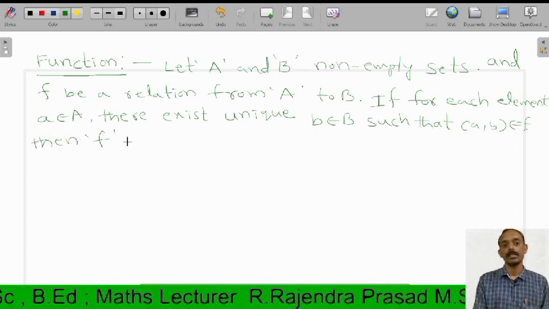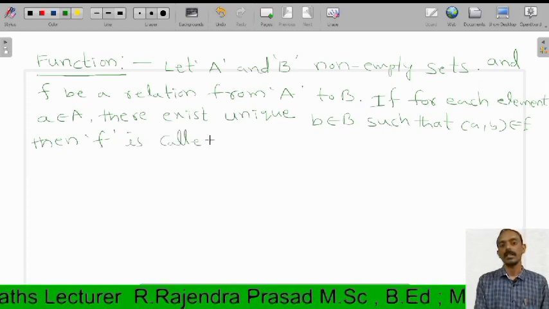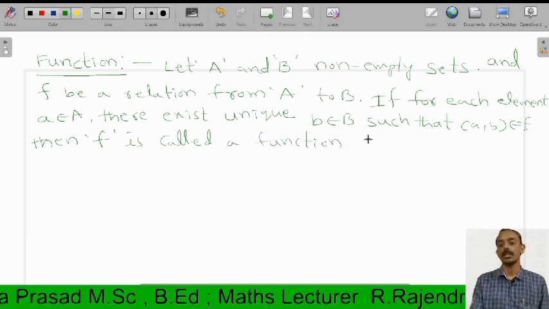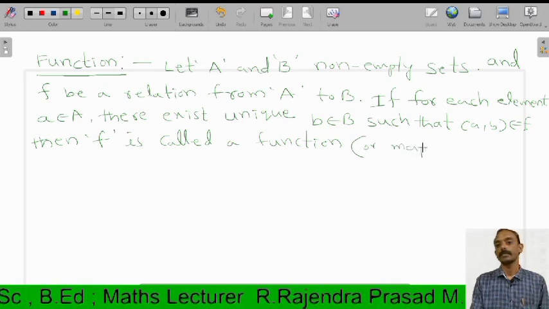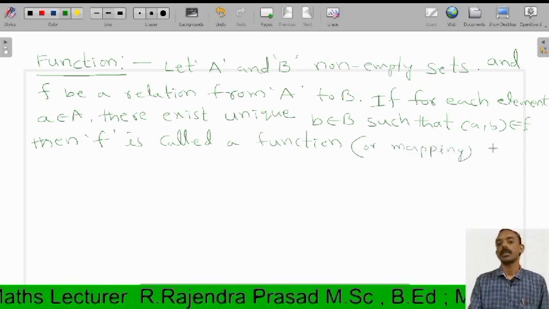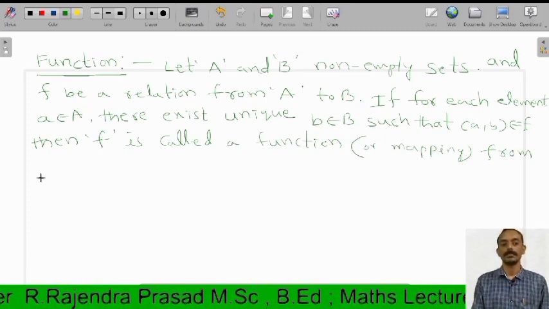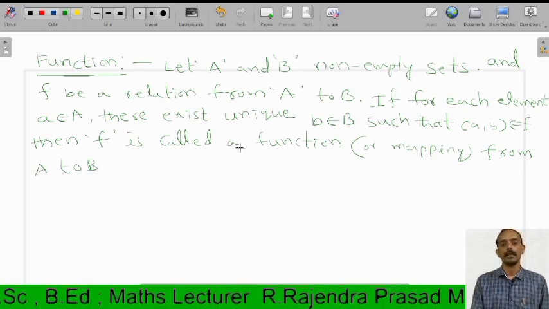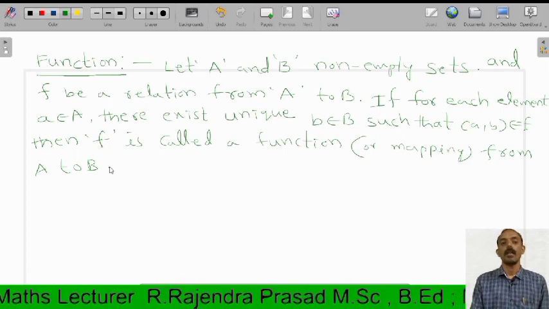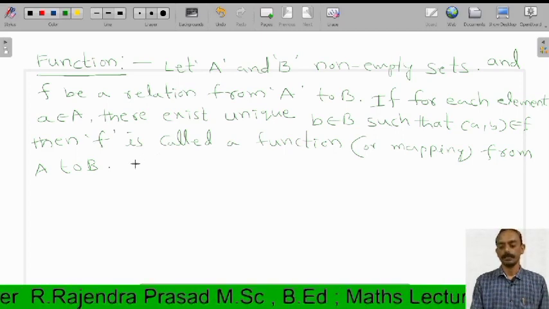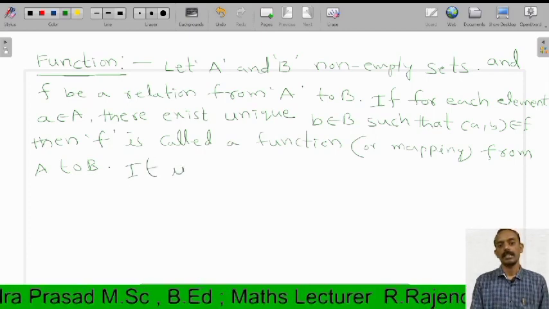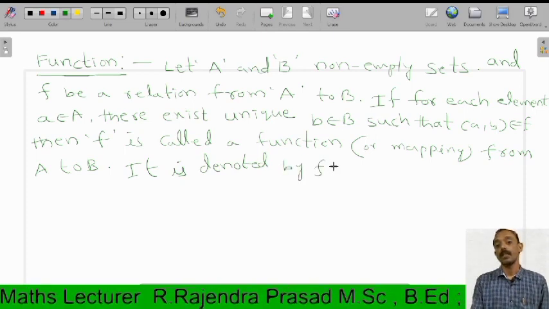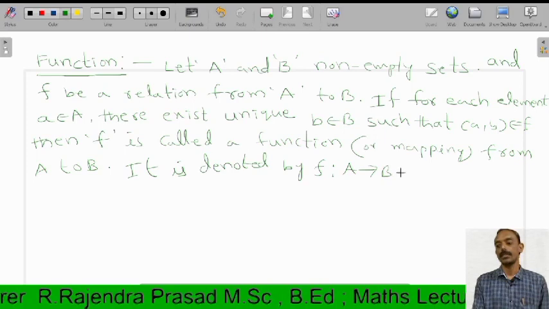F is called a function or mapping from A to B, and it is denoted by f: A to B.